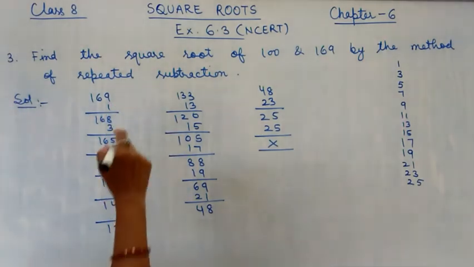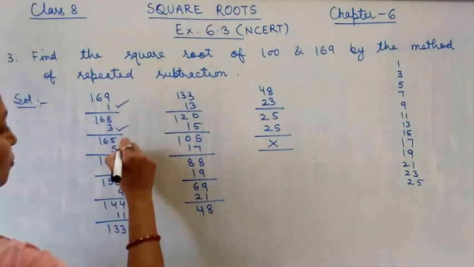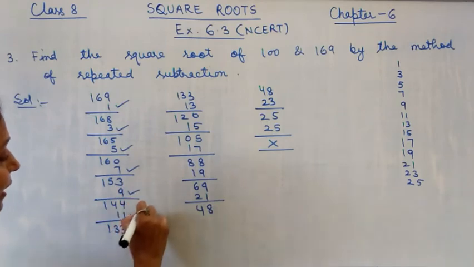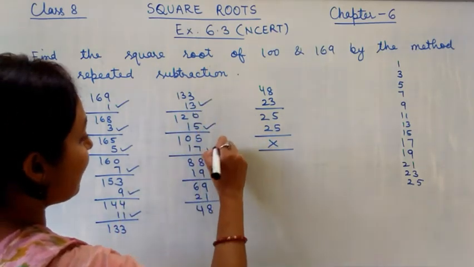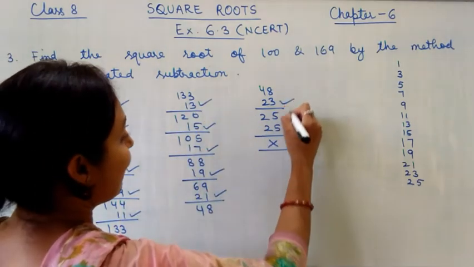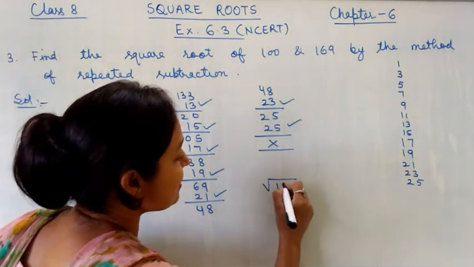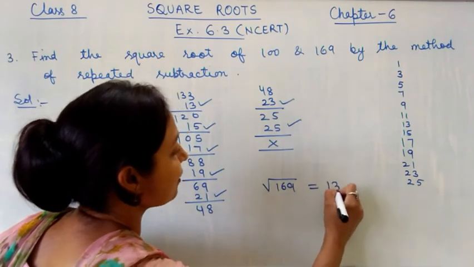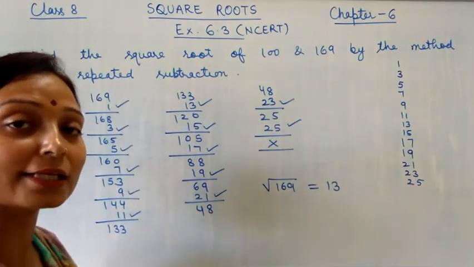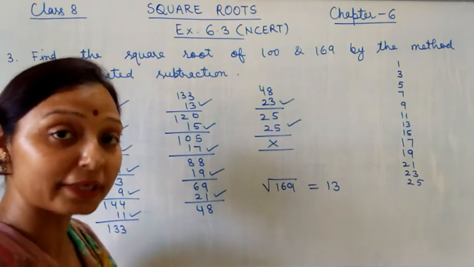Now the square root of 169: count 1, 2, 3, 4, 5, 6, 7, 8, 9, 10, 11, 12 and 13. It is subtracted 13 times. So the square root of 169 is 13. So this is the way to find the square root by repeated subtraction.